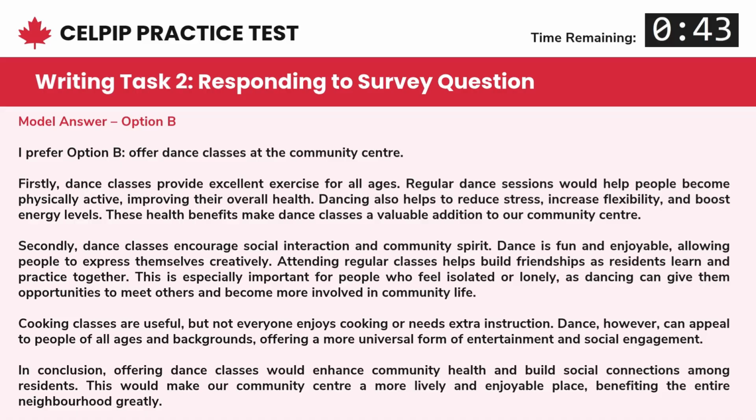The tone is semi-formal, fitting perfectly with the community survey context. The language is clear, simple, and accessible for learners at this level. Useful linking words like firstly, secondly, and however help guide the reader smoothly through the text. Two stretch words used effectively are flexibility and isolated, expanding vocabulary while remaining understandable at your language level.